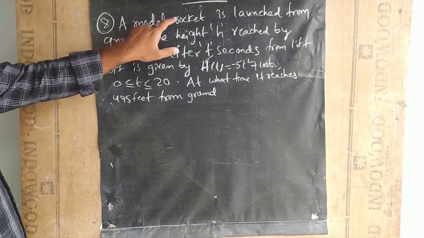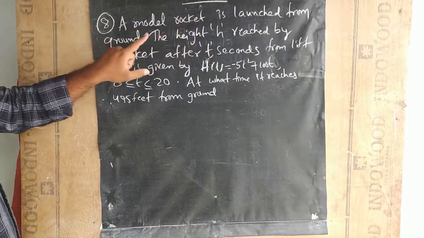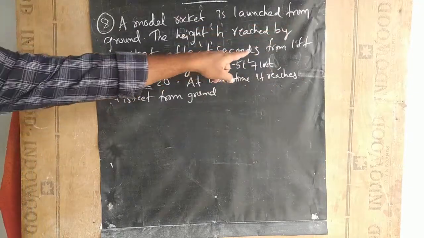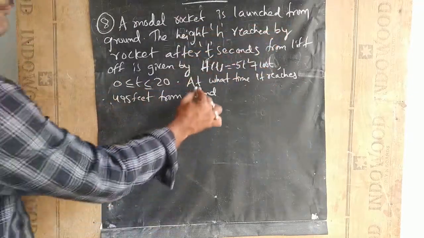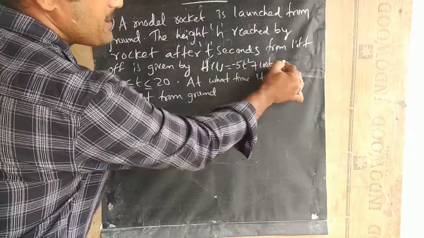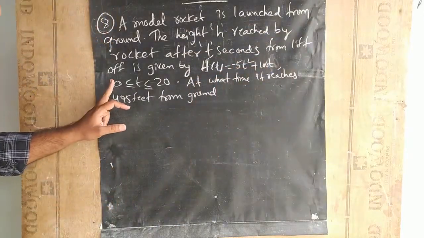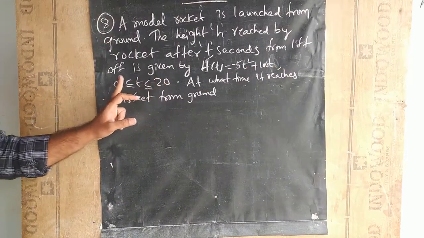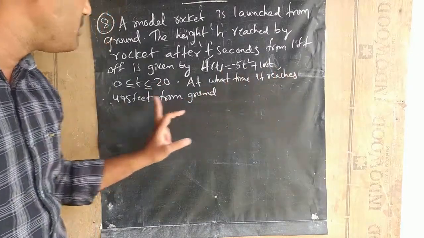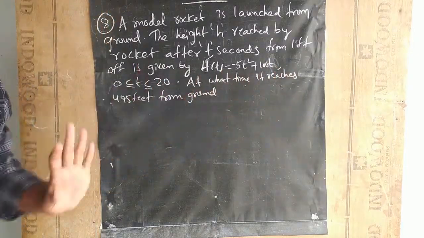A model rocket is launched from the ground. The height h it is going to reach after t seconds from liftoff is given by a function h of t is equal to minus 5t square plus 100t. So the t value ranges from 0 to 20. 0 and 20 are included. Why? Because equal to is there. At what time does it reach 495 feet from the ground?